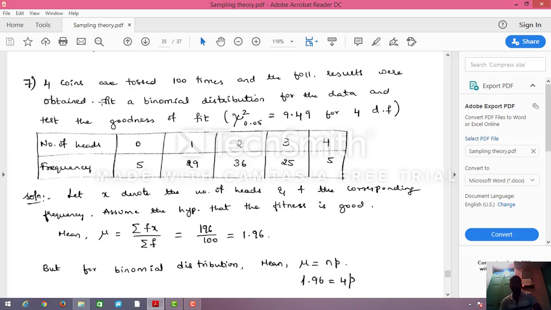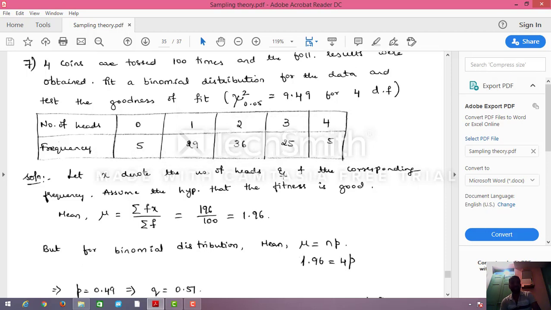Let's say the given data should be number of hits and frequency. Number of hits should be 0, 1, 2, 3, 4. That means 4 hits. Frequencies correspondingly 5, 29, 36, 25, 5. Let x denote the number of hits and f be the corresponding frequency. Assume that the hypothesis, fitness is good. Mu equal to, the same way as you have done in the previous Poisson problem, mu equal to summation of fx divided by f.